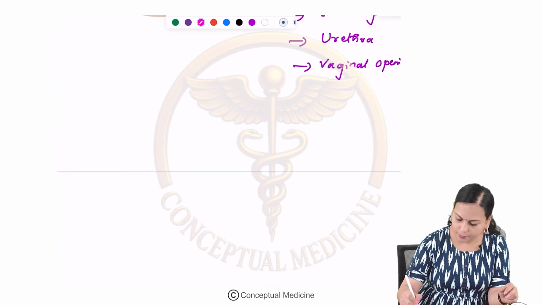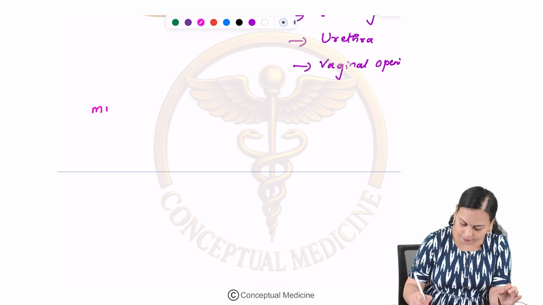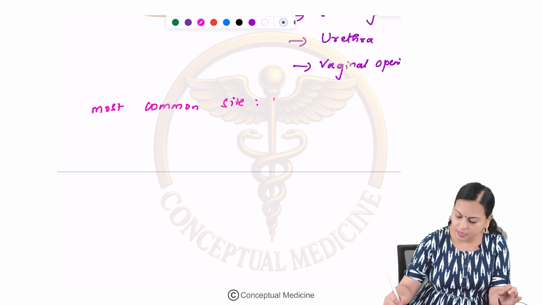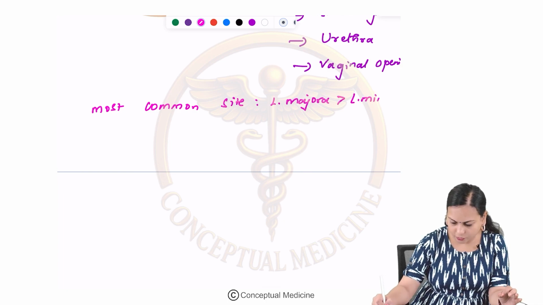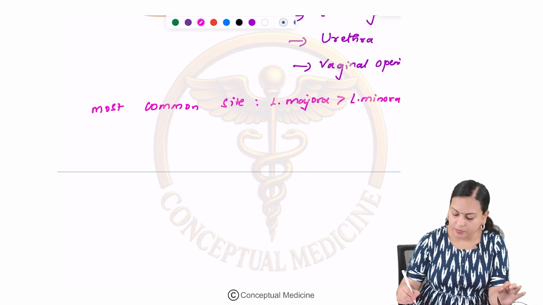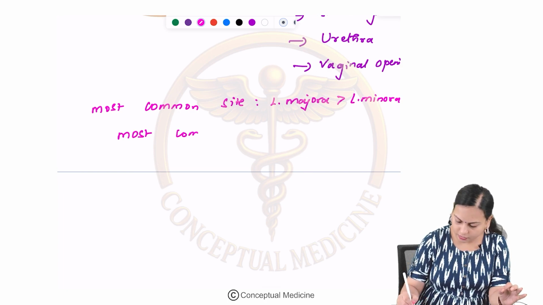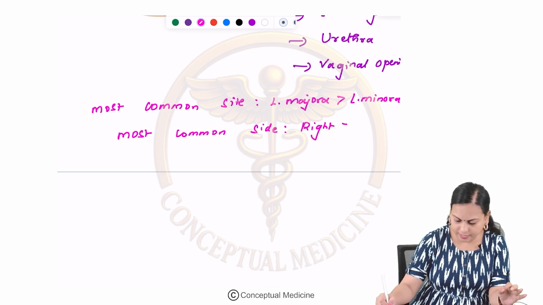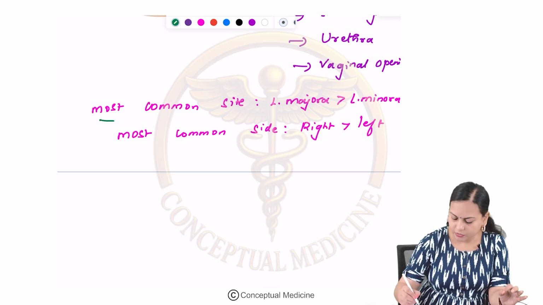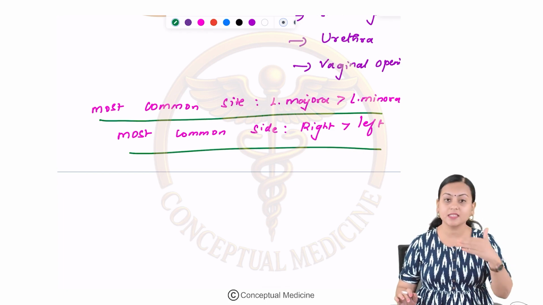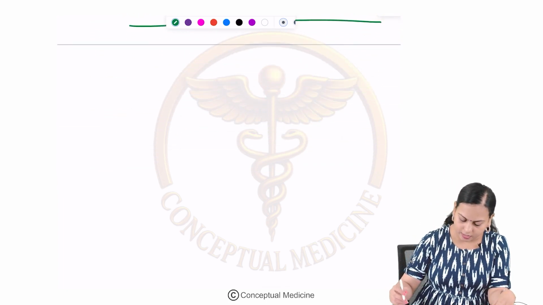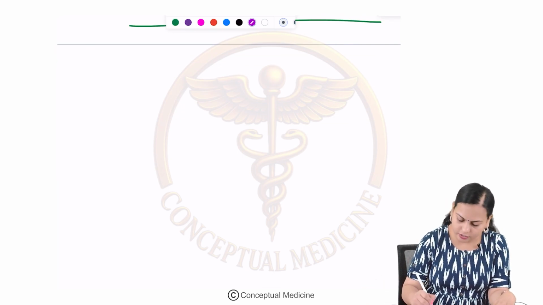Now, we have to know one point here. The most common site of vulval cancer is labia majora, and the next common site is labia minora. The same way, the most common side is the right side rather than the left side. Okay. So, these are the two important points you have to know. Most common site is labia majora and most common side is right side. Clear? Right.